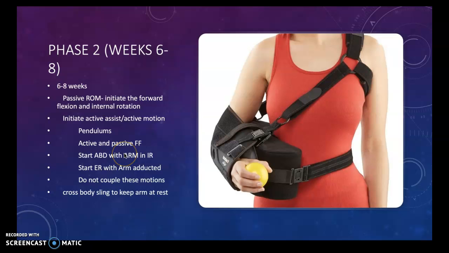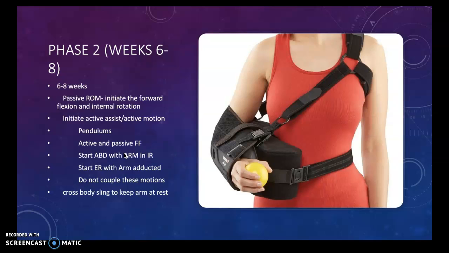So this is phase 2, weeks 6 to 8. You can start with passive range of motion, initiate the forward flexion and internal rotation, and you can also initiate active assist and active motion activities, so like pendulums or active and passive forward flexion.